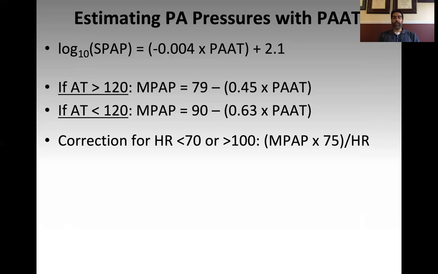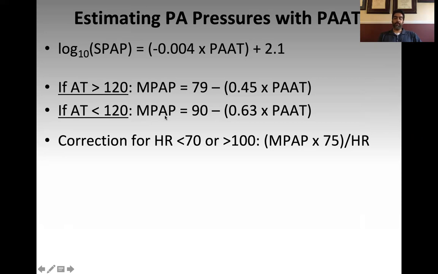So you look at your acceleration time, and the normal acceleration time is above 130. If acceleration time is greater than or equal to 120, use the first equation. You take your acceleration time, multiply it by 0.45, and you subtract that product from 79. And that will give you a fair estimation of your mean PA pressure. Okay? If your acceleration time is short, so under 120, use the second equation.